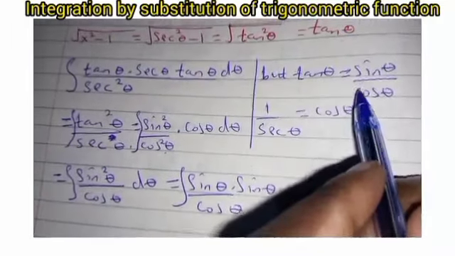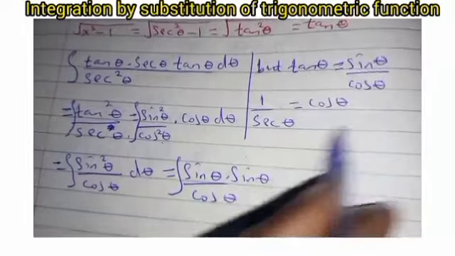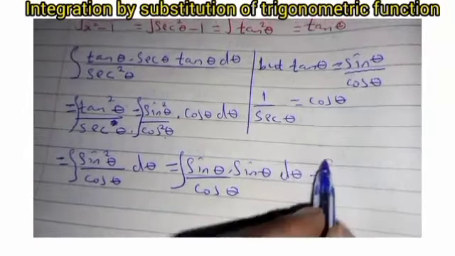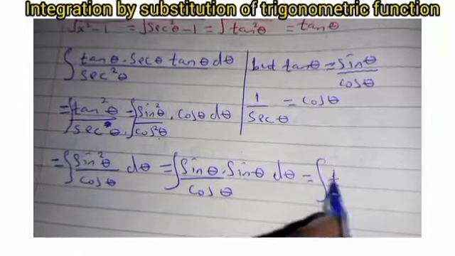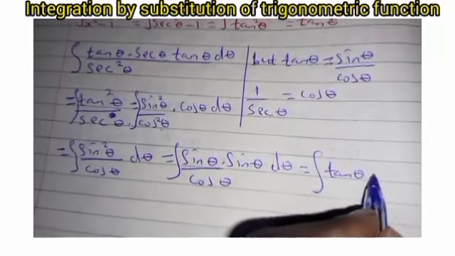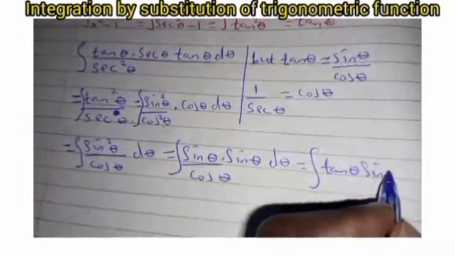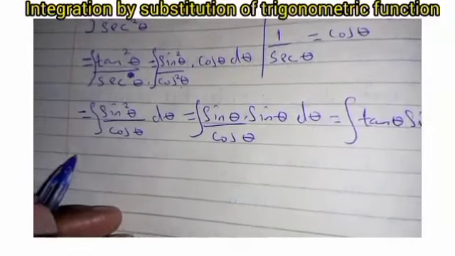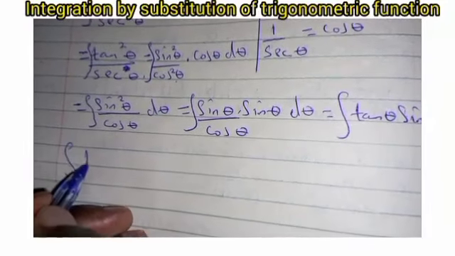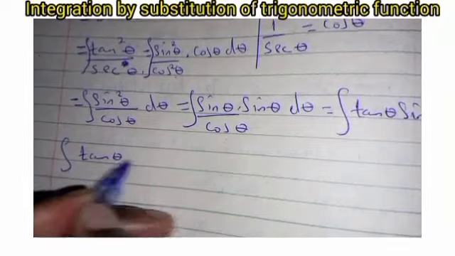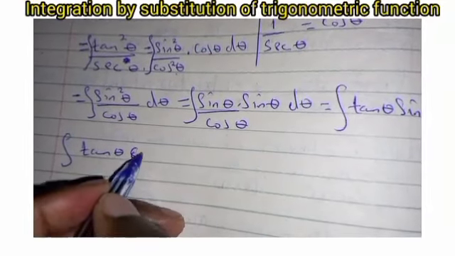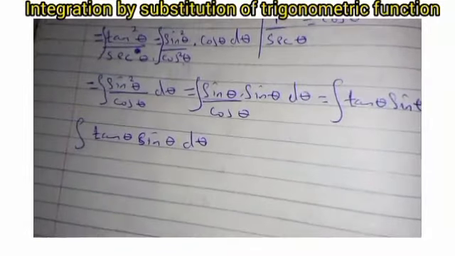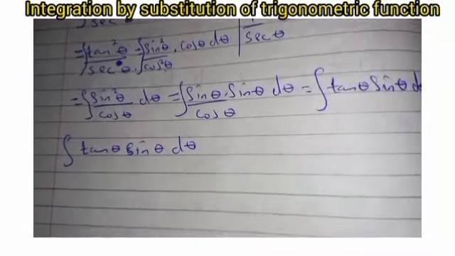Now, our tan theta is sine theta over cos theta. So this is d theta. This can be written as tan theta sine theta d theta. So we have our equation now as the integral of tan theta sine theta d theta. We are going to integrate this by parts.